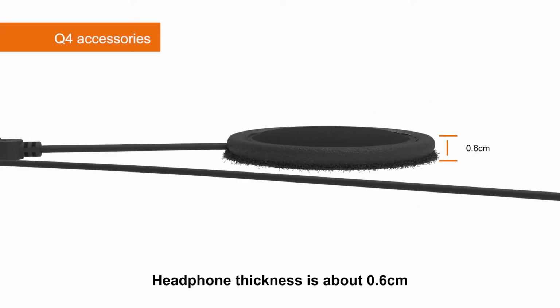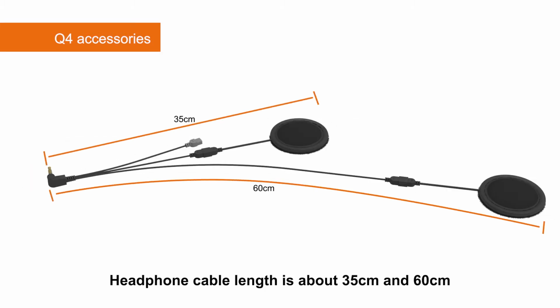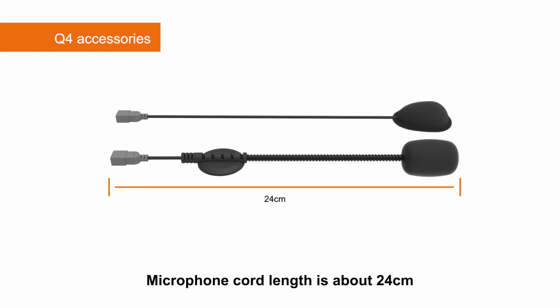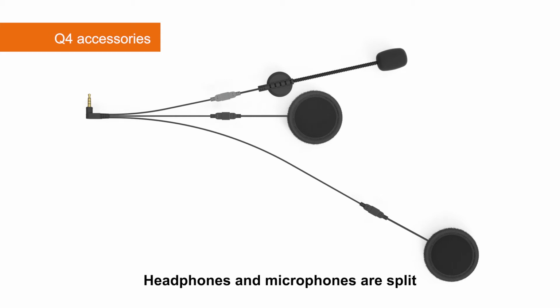Headphone thickness is about 0.6 centimeters. Headphone cable length is about 35 centimeters and 60 centimeters. Microphone cord length is about 24 centimeters. Headphones and microphones are split.